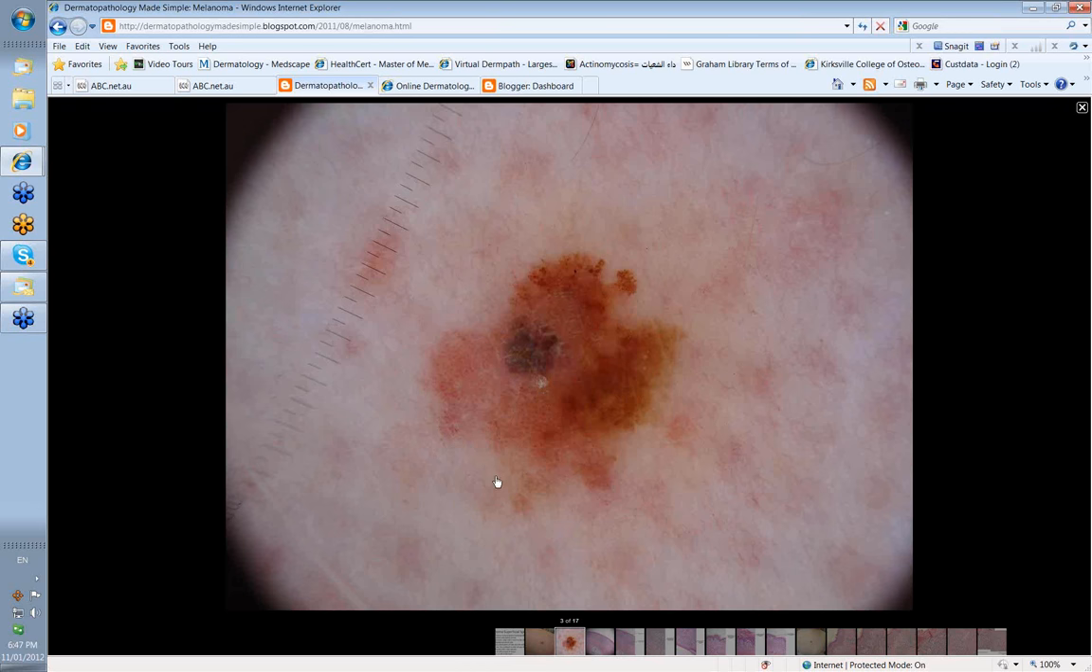The irregular edge, sometimes you look for structureless areas at an edge. This may be where there's been a little bit of regression. So the varying colors, the size and shape, the pseudopods, the dot vessels here, all of this would point towards this being a melanoma.